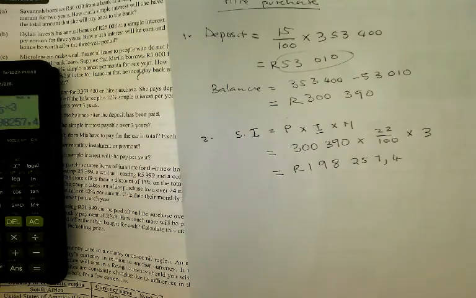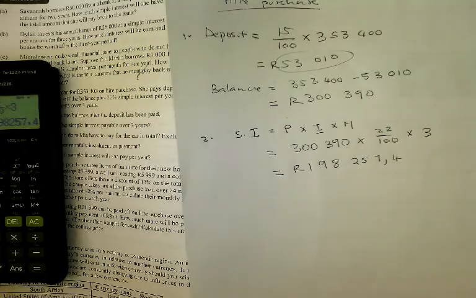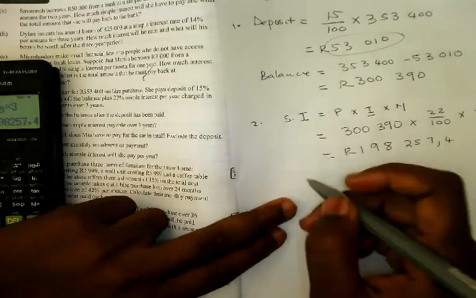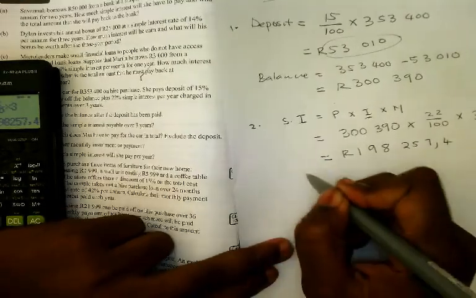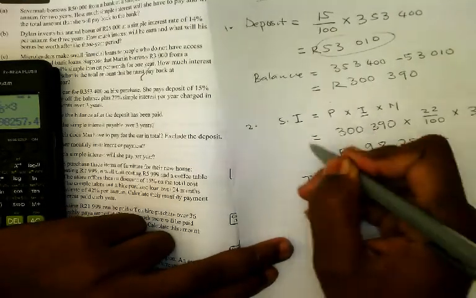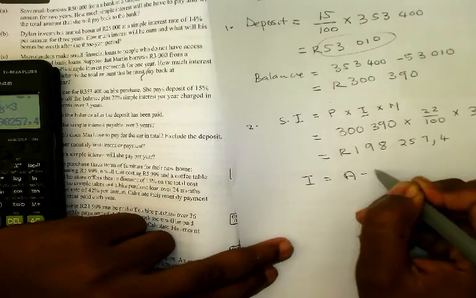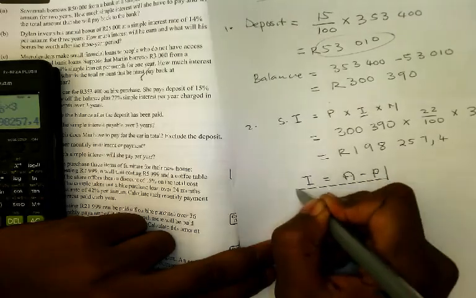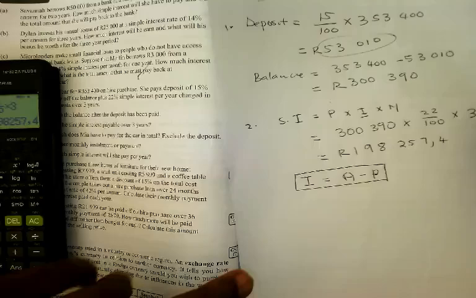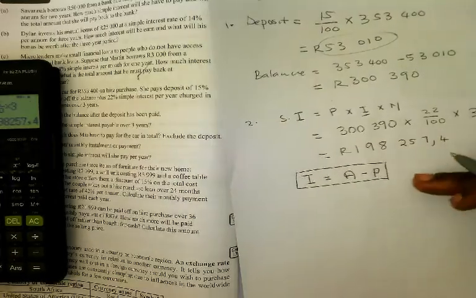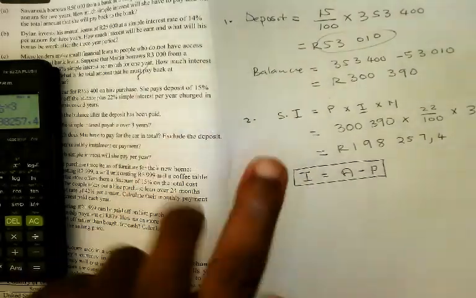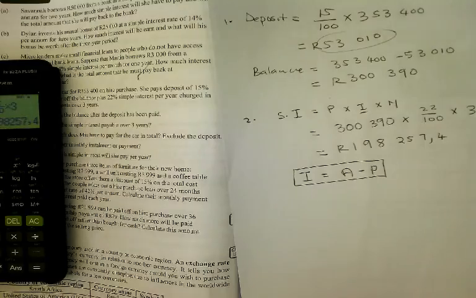You can use the other formula, guys. You can use the PIN formula, and then when they ask you for the interest, you just subtract the present value from the future value. The difference between what you currently have and what the future value will be. That's the interest amount, the interest charged.